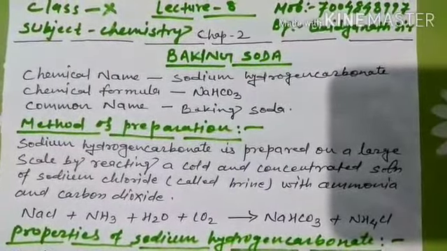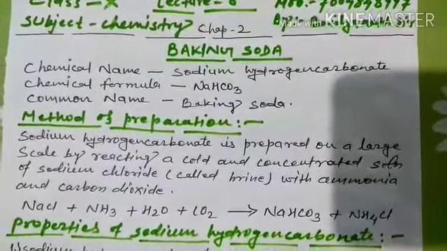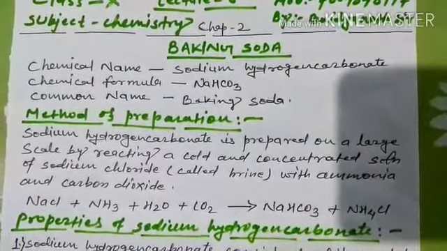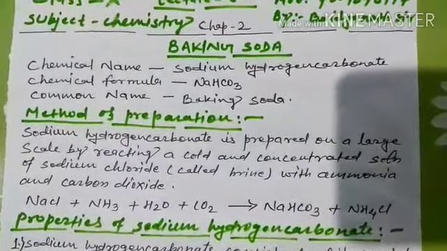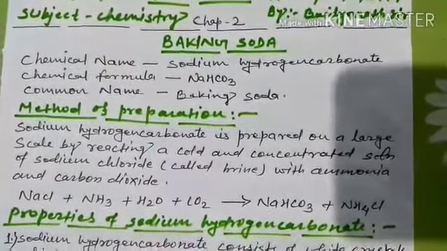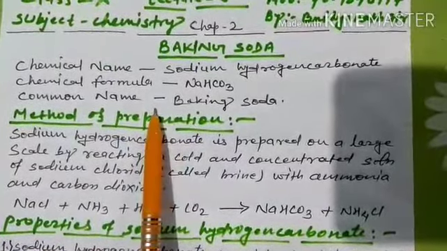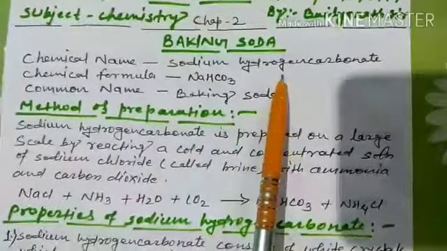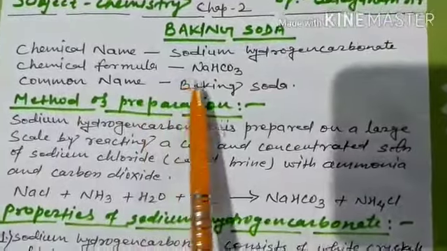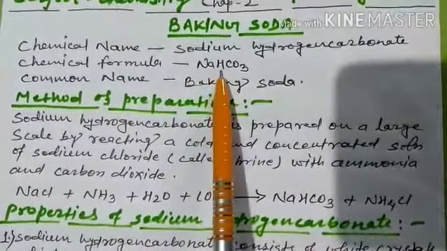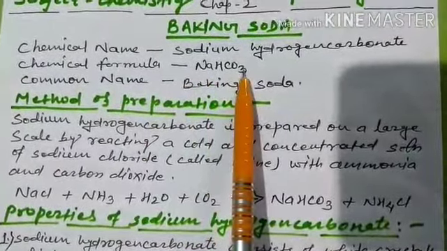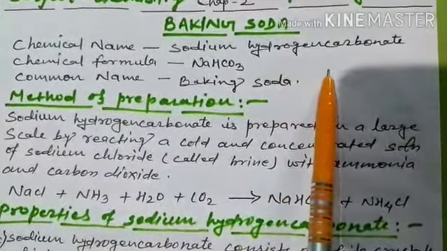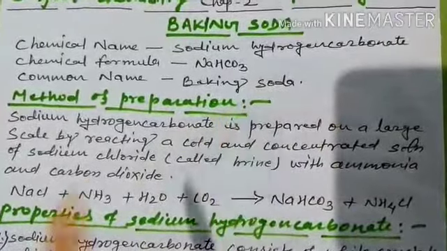So dear students, in this video I am going to discuss baking soda, its method of preparation, properties, and uses. The chemical name of baking soda is sodium hydrogen carbonate, its chemical formula is NaHCO3, and the common name for sodium hydrogen carbonate is baking soda.